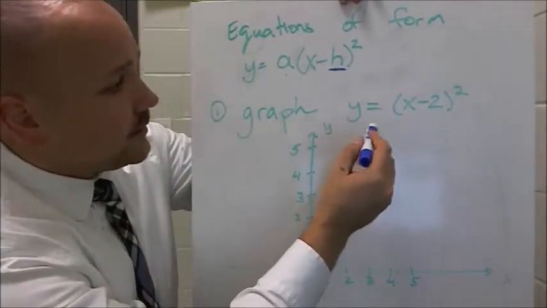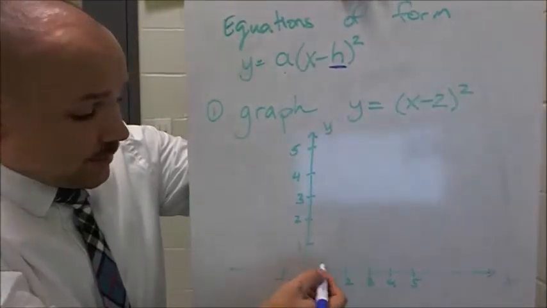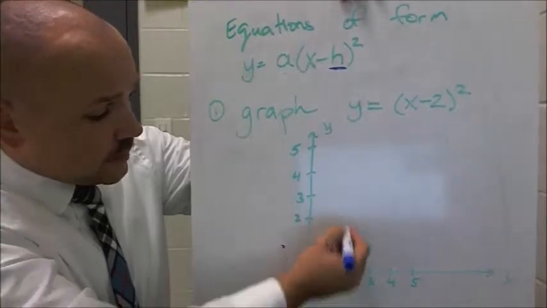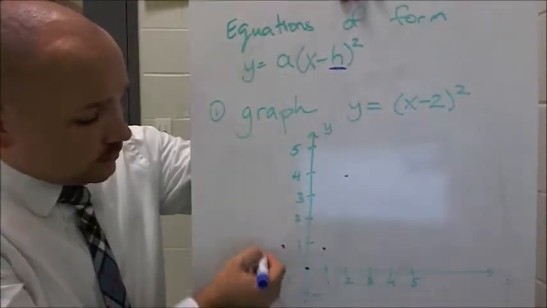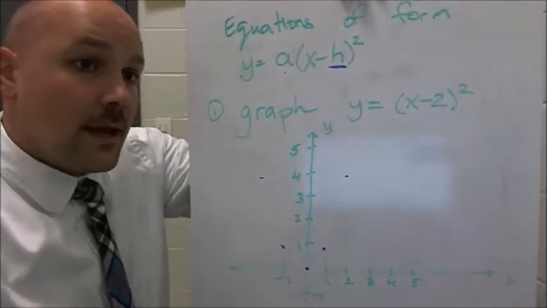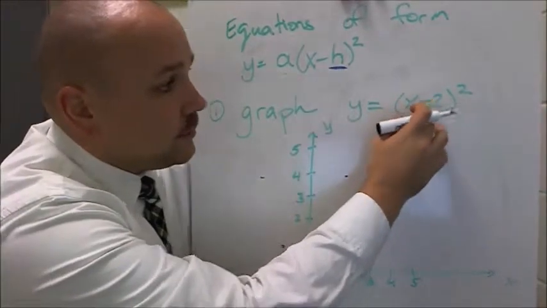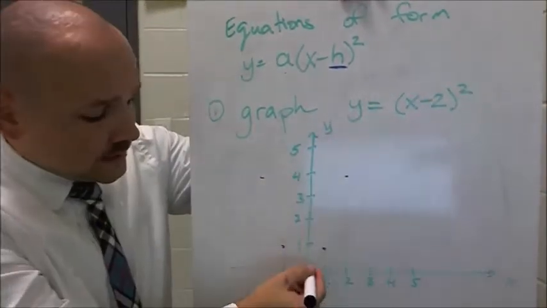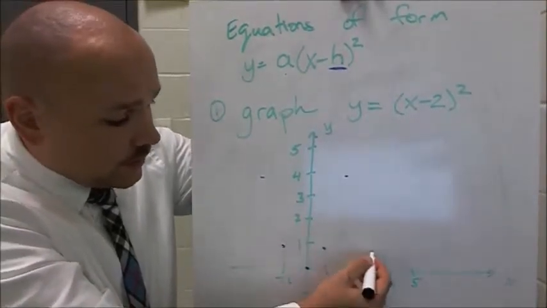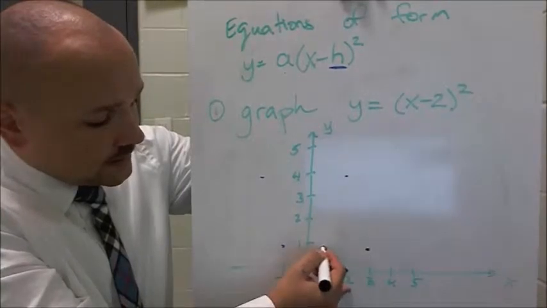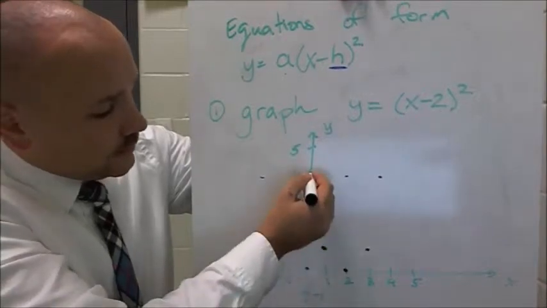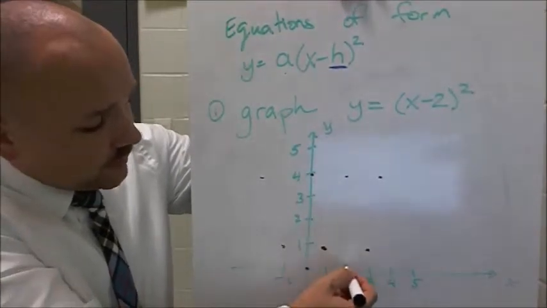But first, remember, we want to start with our base parabola, right? So it starts at 0, 0, and then over 1, up 1, over 2, up 4. That's our base parabola. Now our new parabola moves it 2 to the right. So it's going to take the vertex and move it 2 to the right, and it's going to take all the points. So 1, 1 is there, 1, 1 is there, and then 2, 4 is there, and 2, 4 is there. So there is our new parabola.